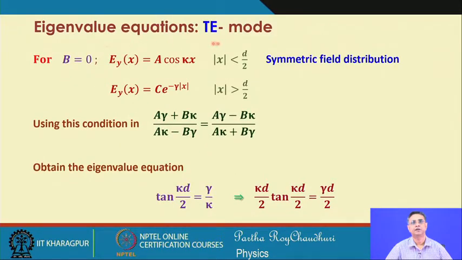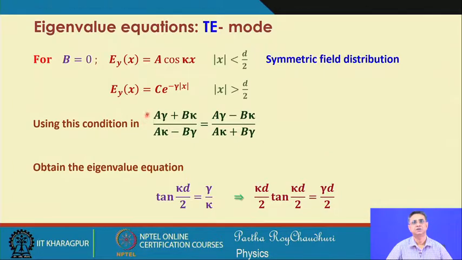Now, this defines the eigenvalue equations. If I put this solution of u in the core, that is mod x less than d by 2, I get this field solution, which, because it is a cosine function, tells you the fields are symmetric. So, this gives you the symmetric field distribution. And this is an evanescently decaying field in the cladding region, starting from the interface.